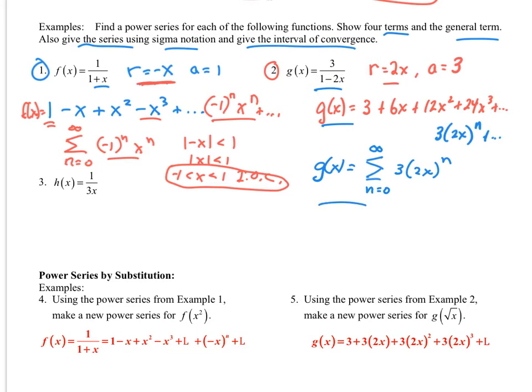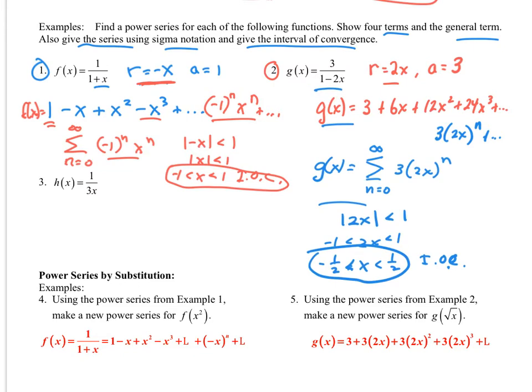Now the interval of convergence. What you have to do is take this ratio again and put its absolute value less than 1. So 2x is between negative 1 and 1, and so x would have to be between negative 1/2 and 1/2. This is your interval of convergence. If I'm outside of that region, then it will not converge.